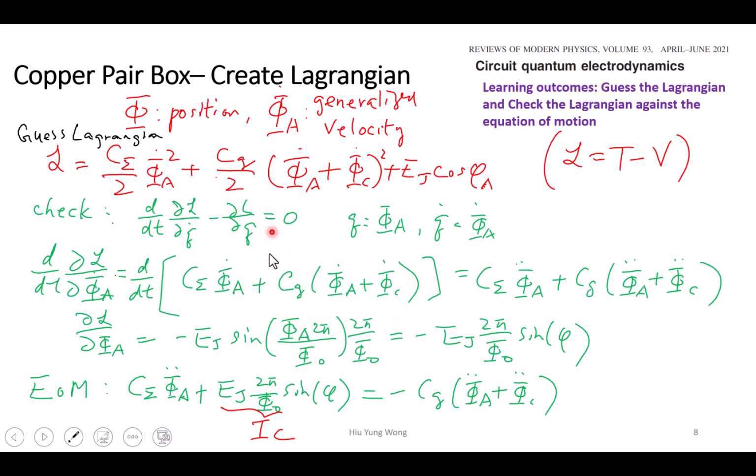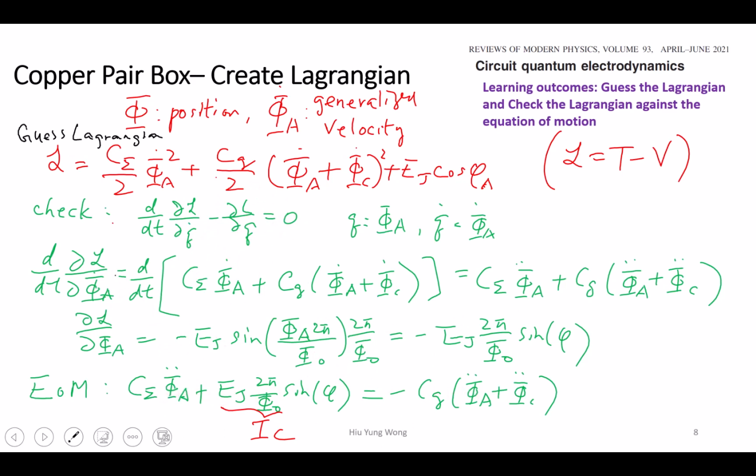The most important thing is to recognize Q is phi A, Q dot is phi A dot, and you do the partial derivative. That's very important. When you do partial L partial phi A dot, you ignore this term, because this term does not have phi A dot, even though it has phi A. And when you do partial L partial Q, which is partial L partial phi A, now you ignore this term, because this only has phi A dot, so it doesn't have phi A. After you've done all this, you plug into the Lagrange equation, and you get this.